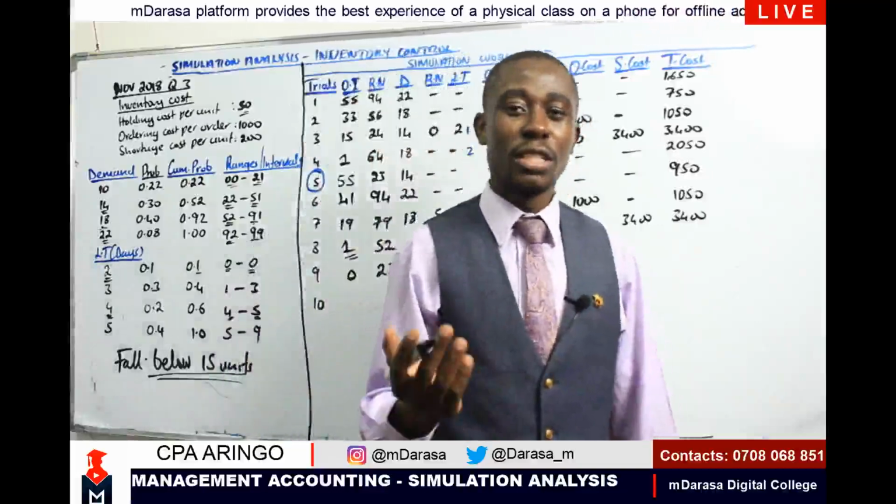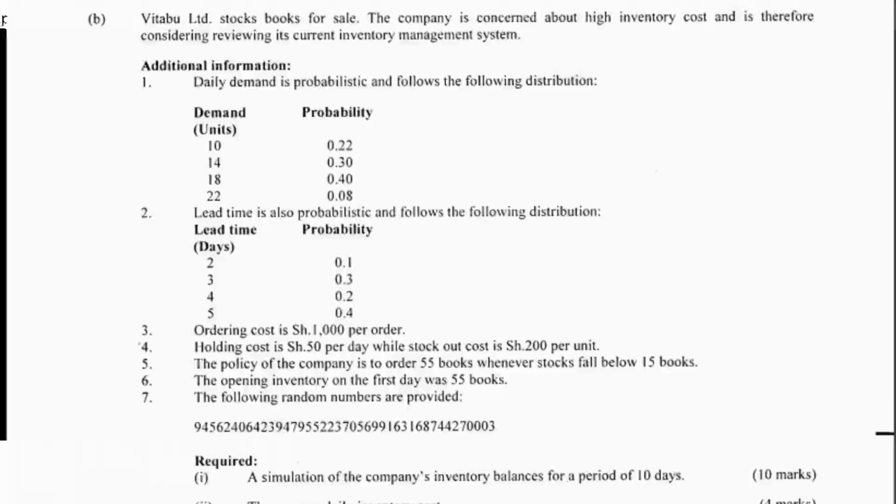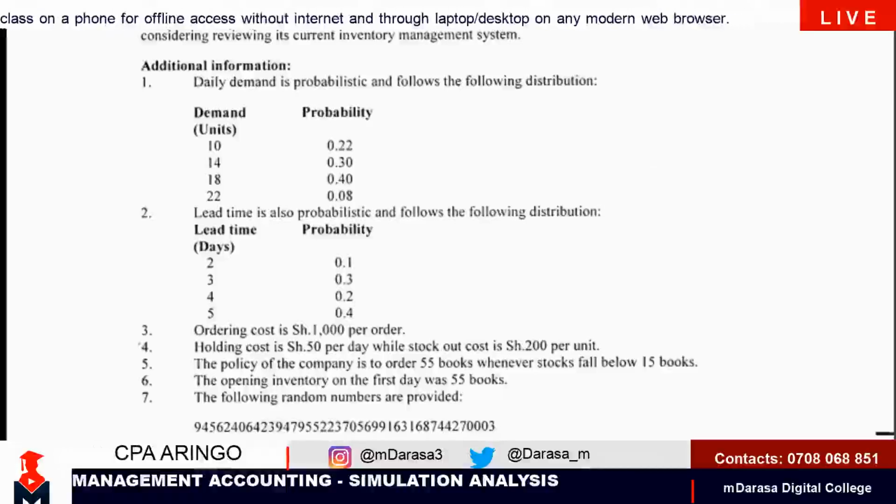We don't have anything in store. So I don't have any holding cost and I don't have any ordering cost. But my shortage will be how many units? My shortage, my good students, we should be talking of the whole 14 units.